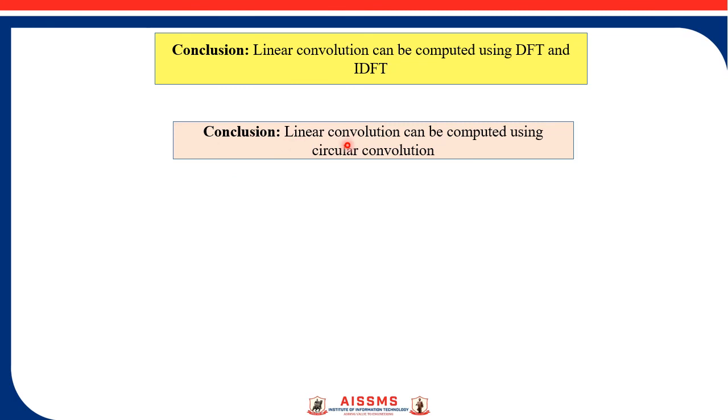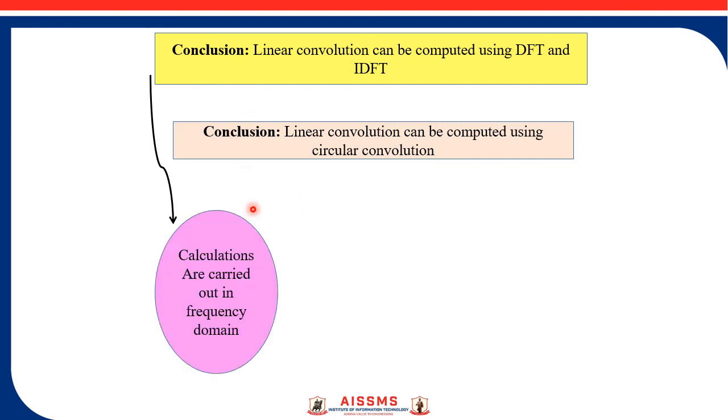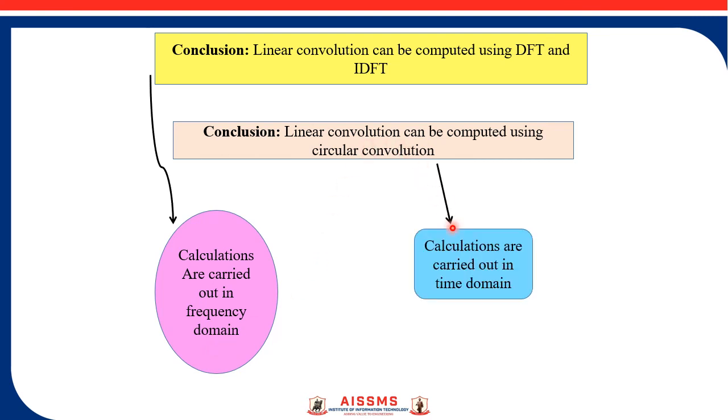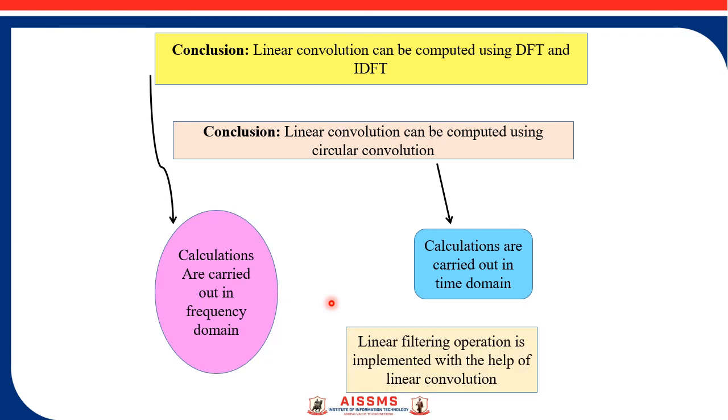Another conclusion is linear convolution can be computed using circular convolution. From the first conclusion, the calculations are carried out in the frequency domain, and for the second conclusion, calculations are carried out in the time domain. Now basically why is this linear convolution calculation required? Because the linear filtering operation is implemented with the help of linear convolution. So this is the application of linear convolution.